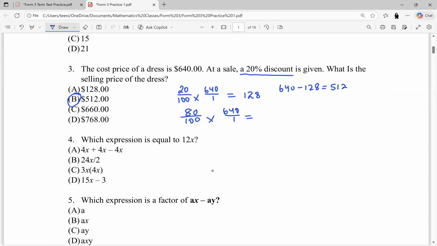So let's go through each of them one by one, right? Now, A, 4x plus 4x minus 4x, well, that would be equal to 4x, because 4x plus 4x is 8x, and 8x take away 4x would be 4x. Sorry, I don't know why I said 0 there. It should be 4x. So that is not equal to 12x, right?